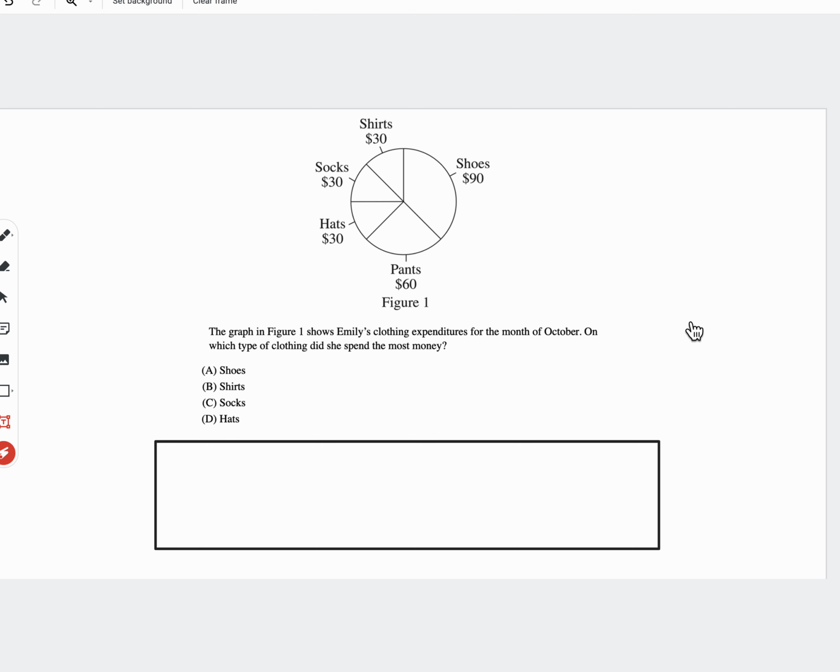Now this one is easy. We can take a look at the pieces of the pie and we'll just identify the largest. Or we can look at the amount shown in the graph and choose the largest one. Either way, the answer is going to be A, shoes.